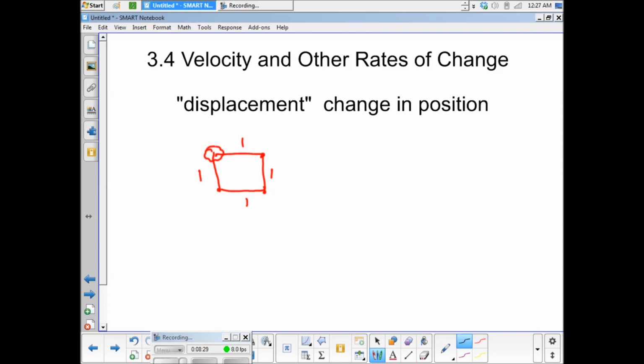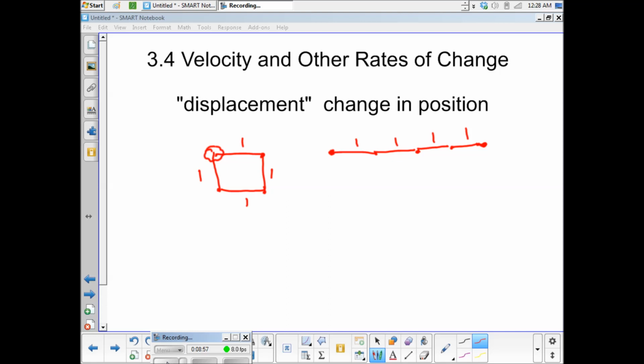And of course, if you travel in a straight line and you only go one direction, then your displacement does add up. So you go an inch, and you go another inch, and you go another inch, and you go another inch. You've traveled 4 inches, that's your distance. It's also your displacement. So it's a change in position of 4, not just a distance traveled of 4.